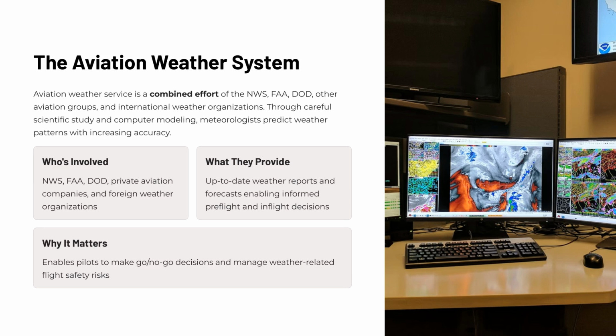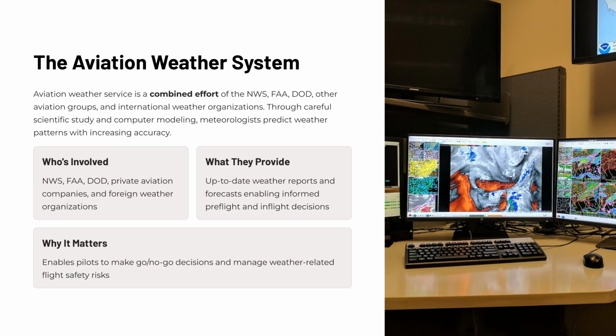The aviation weather system is not the product of any single agency. It's a coordinated effort involving multiple organizations working together to keep pilots informed and flights safe. The National Weather Service, the FAA, the Department of Defense, private aviation companies, and international weather organizations all contribute to this system. Through rigorous scientific study and sophisticated computer modeling, meteorologists are able to predict weather patterns with ever-increasing accuracy. What this system delivers to you as a pilot is access to up-to-date weather reports and forecasts that support sound decision-making both before and during flight.